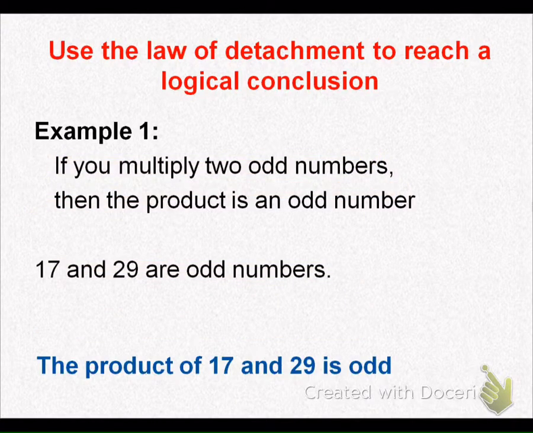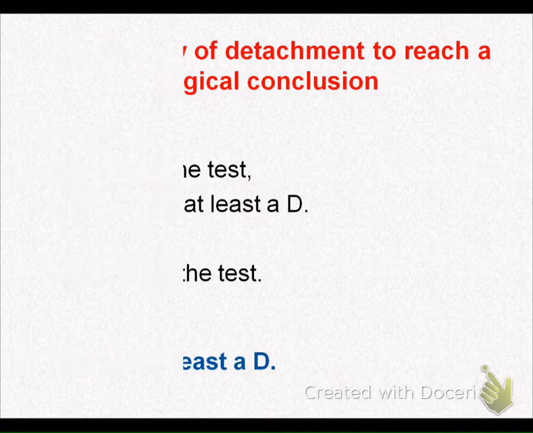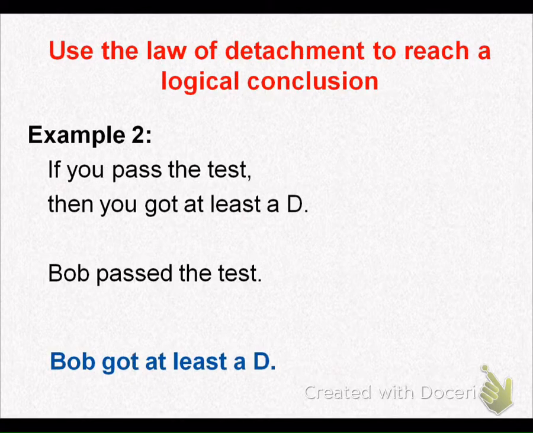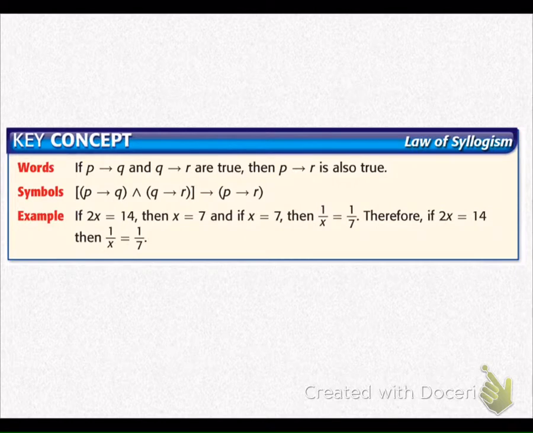Okay. How about this one? If you pass a test, then you got at least a D. Bob passed the test, therefore what? Therefore Bob got at least a D, right? So let me go back here. So this follows from the law of detachment. If P, then Q. Bob followed P, therefore Bob must have followed Q. If you pass a test, you got at least a D. Bob passed the test, therefore he got at least a D. That's called law of detachment.